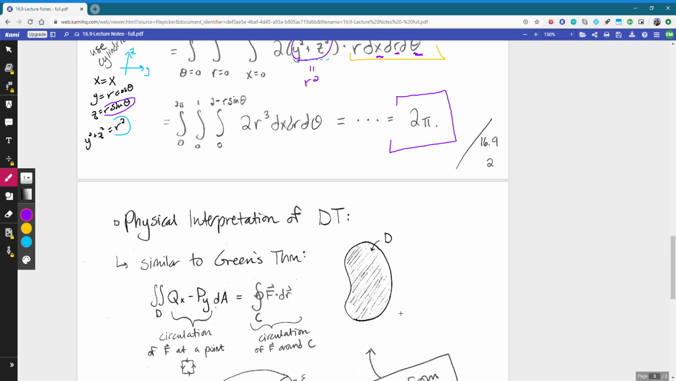We had a region in the plane, and Green's theorem looked like this, and our physical interpretation was that Q_x minus P_y is handing us the circulation of F at a point. So the idea is if you pick a particular point, maybe you can do a little square around it, looking at the circulation of the vector field. And I guess I should add into this picture, we do have a vector field, so we've got green vectors zipping this way and that.